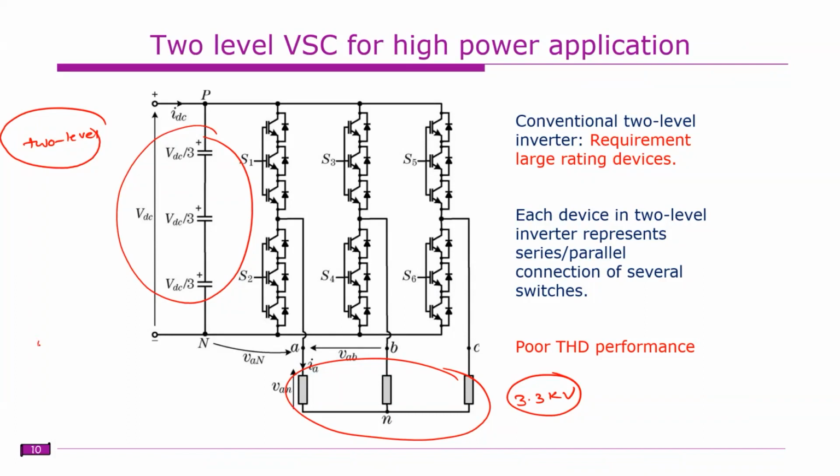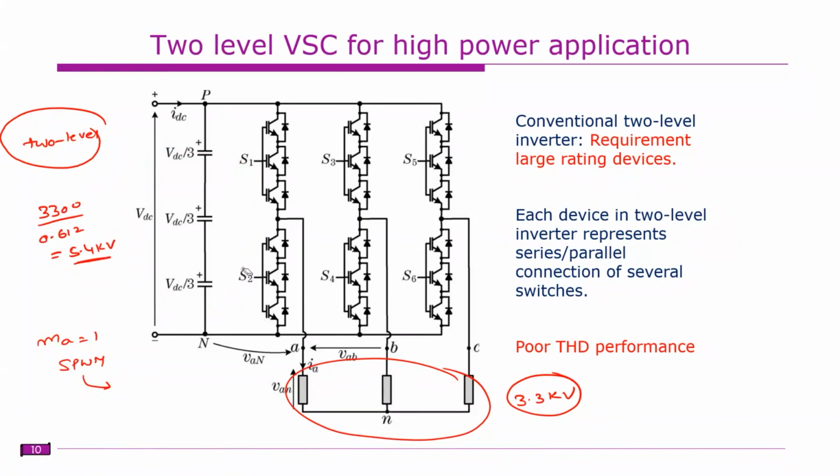So we studied that if MA equals 1 and you use the sine PWM technique, the factor is 0.612. So how much DC voltage do you require? This is 3300 divided by 0.612. How much is this? 5.39, roughly 5.4 kilovolts.